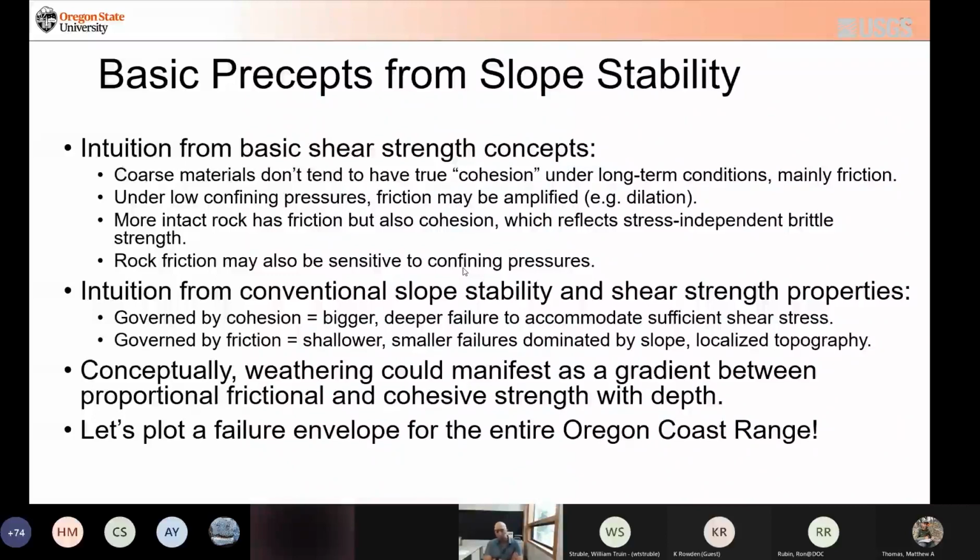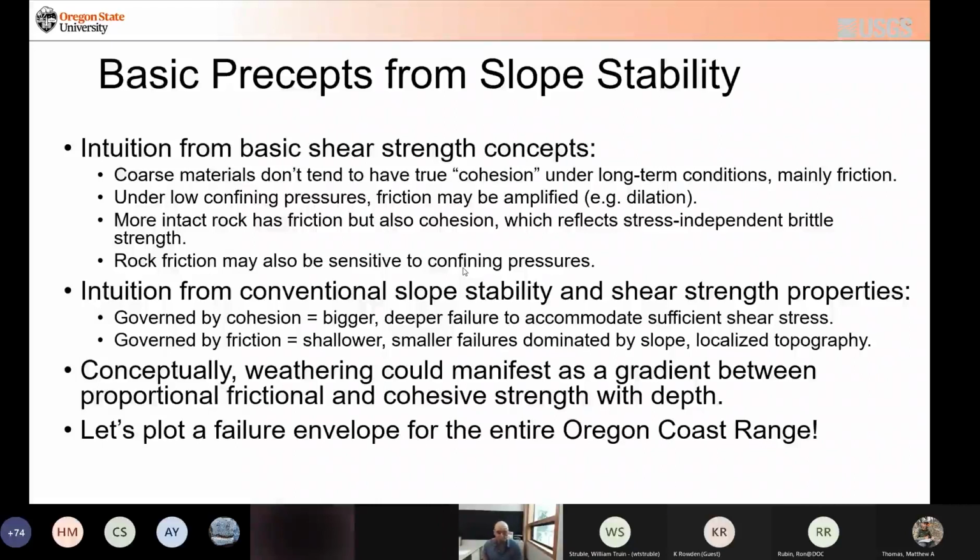Call it dilation, or there's a variety of ways to look at it, but typically in denser materials we see dilation that amplifies friction under low normal stresses. More intact rock might have cohesion or fracture toughness, whatever you want to call it, that represents some stress-independent brittle strength. Where you have a rock fracture and it's not completely fractured, there's some cemented bond that manifests, at least overall smeared, as a cohesion. But there's friction in rock too, and it is also sensitive to confining pressures due to the asperities, or the shape of those actual fractures themselves.